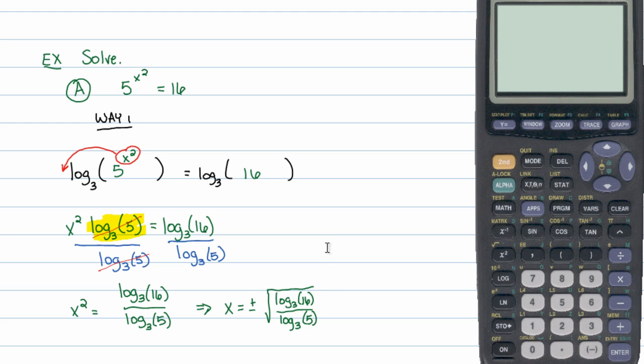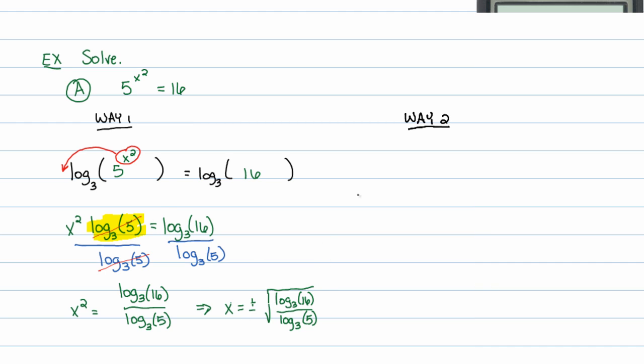Now, this is the method that not a lot of textbooks teach. However, the second method I'm going to teach here is going to be the method that almost every textbook I've seen teaches. And I still think the second method's not right as well. So the second method that most authors teach is they say, okay, look, we started with 5 raised to the x² is equal to 16.